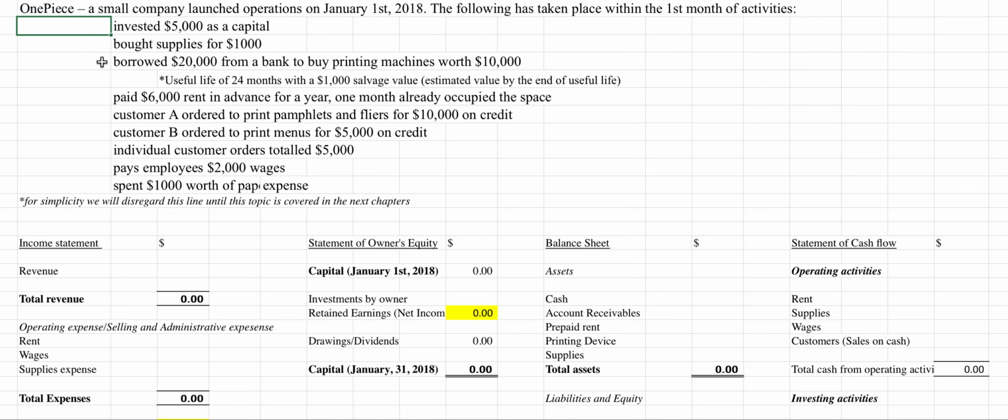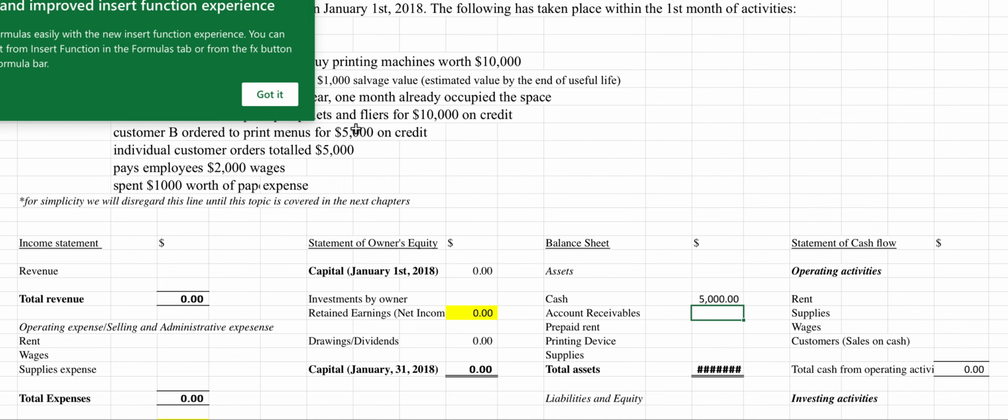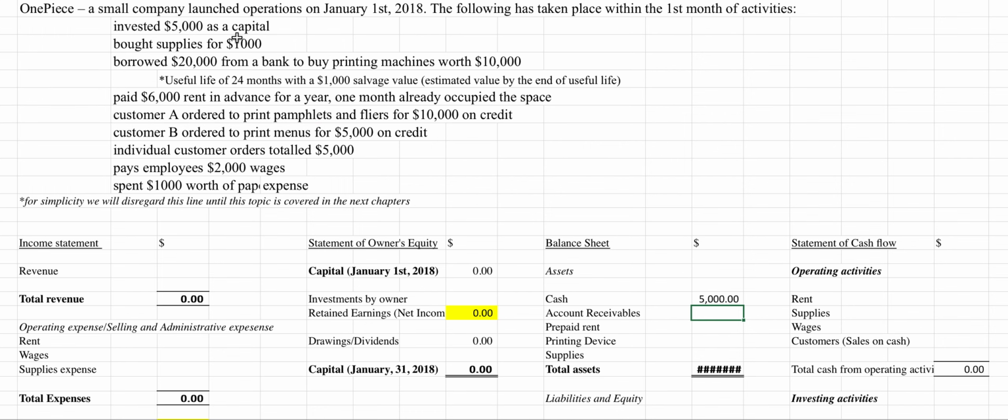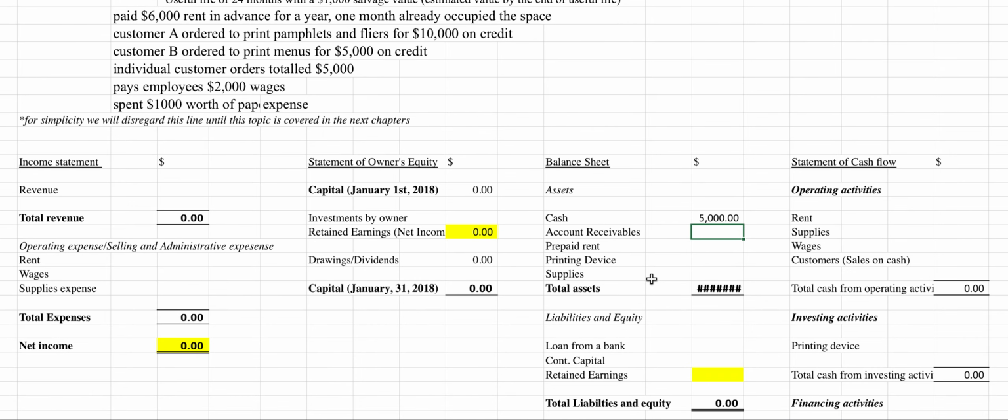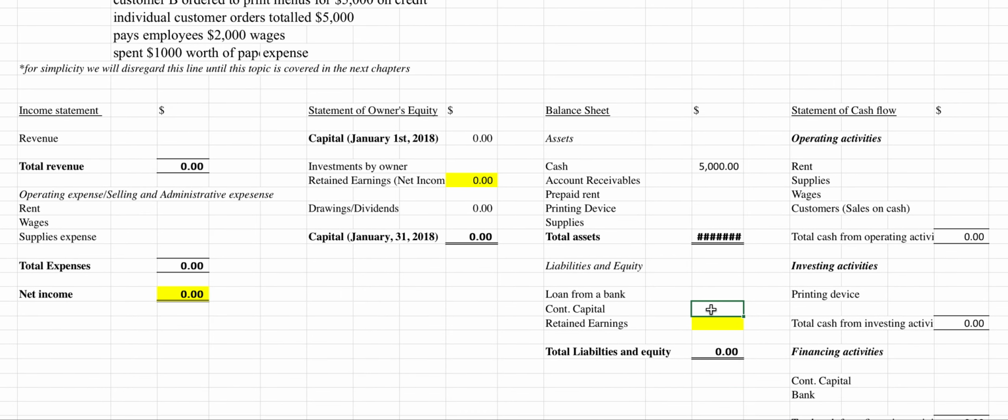Now, if we have to prepare a brief analysis of these transactions, we have again assets equals liabilities and equity. Invested 5,000, so the owner invested 5,000. That's going to mean that the company has 5,000 in cash. So we're going to have an increase of 5,000 in cash. And we have a capital as well. So we have cash and 5,000 of contributed capital invested.